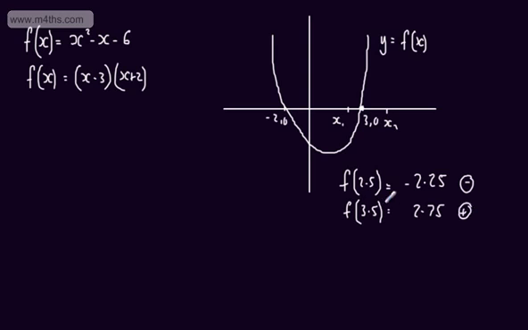We would finalise this by saying there's a change of sign in a continuous interval. Therefore, the root alpha lies between 2.5 and 3.5. So let's put this here: alpha is going to be between 2.5 and 3.5. So this is the second method.